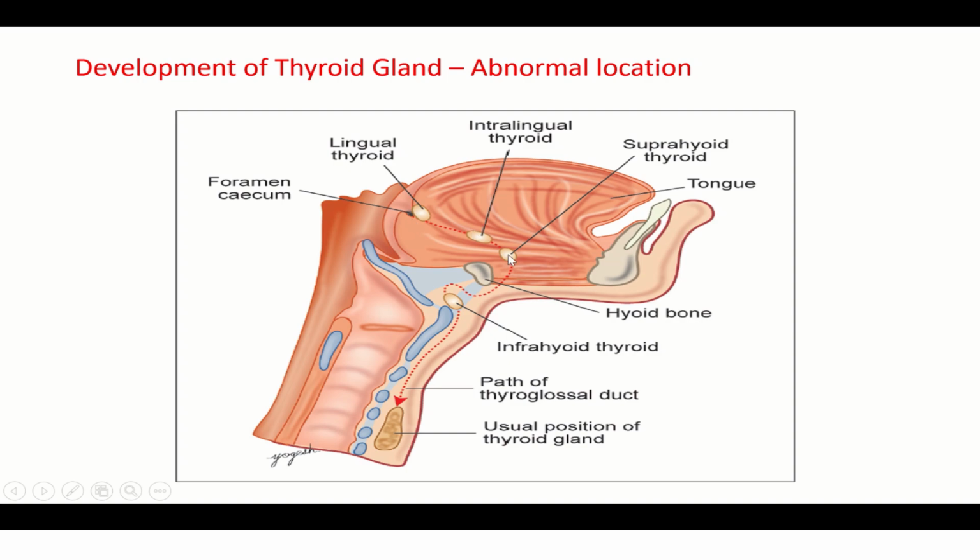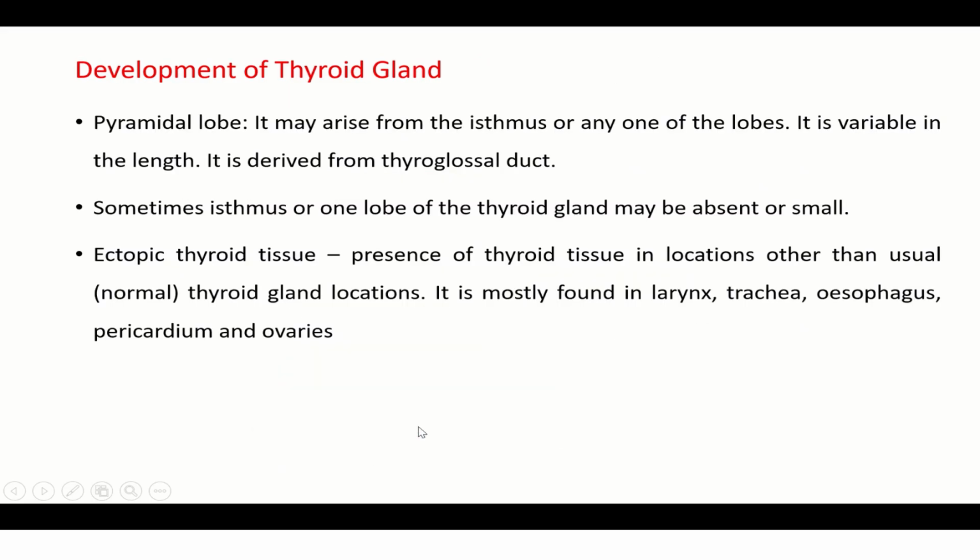So you can see the abnormal positions of the thyroid gland. You can see the lingual thyroid just below the submucosa. You can see the intralingual thyroid within the substance of the tongue. Here it is just below the mucosa, more superficial, and here it is deeper. With respect to the hyoid bone, you can see the suprahyoid and infrahyoid positions of the thyroid gland. You can see the normal position of the thyroid gland.